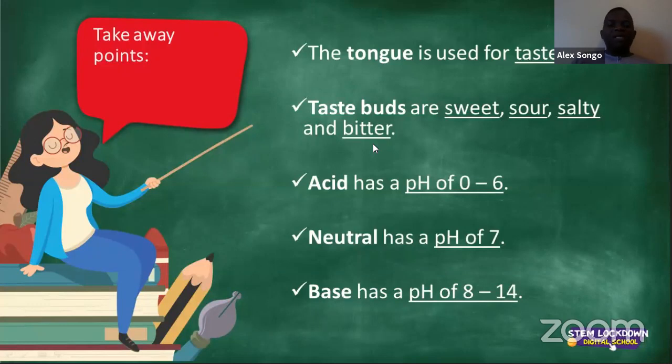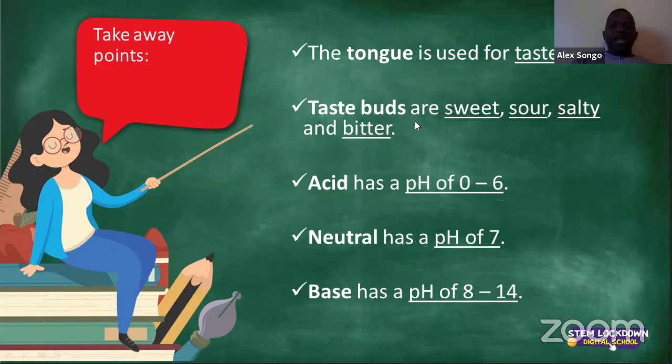We then spoke about the pH scale. We said acid has a pH of 0 to 6. We said neutral is a pH of only 7 because it's in the middle. It does not fall under an acid or a base. We've got a base, which has a pH of 8 all the way to 14. All right, so those are our takeaway points from today's lesson.